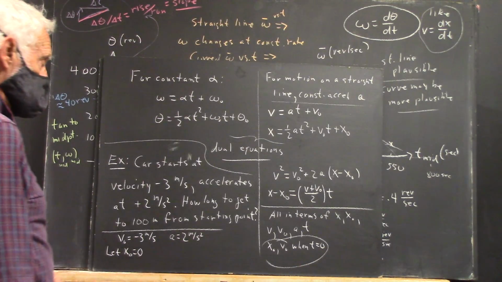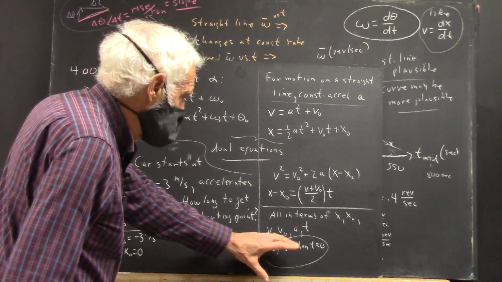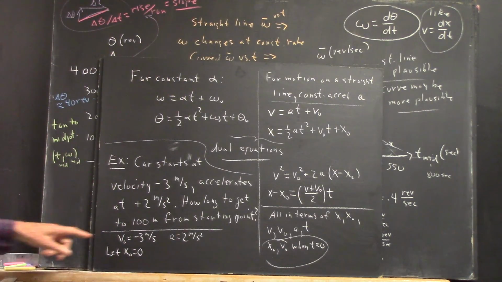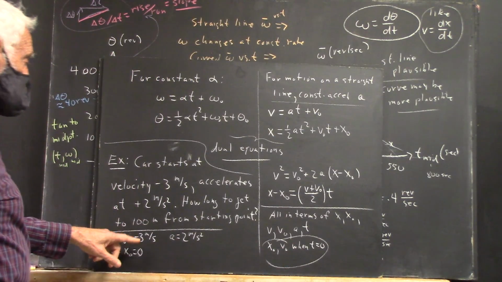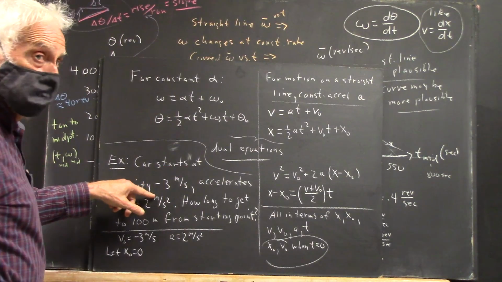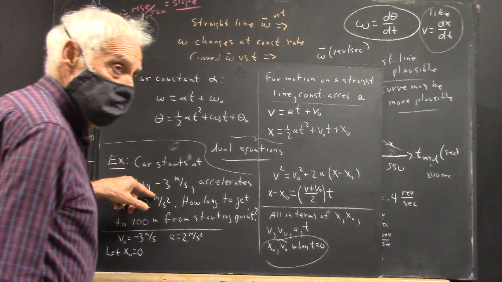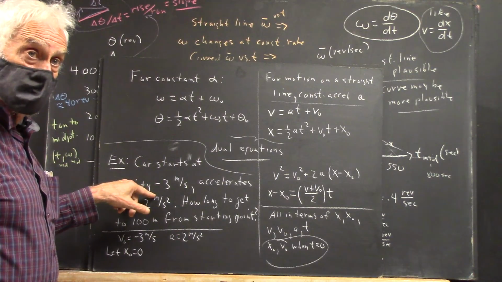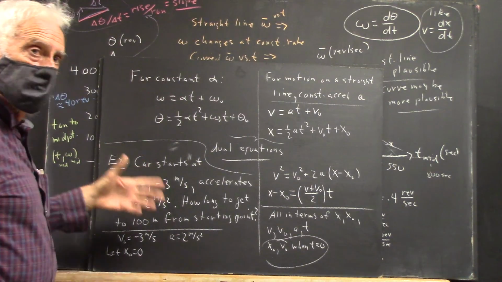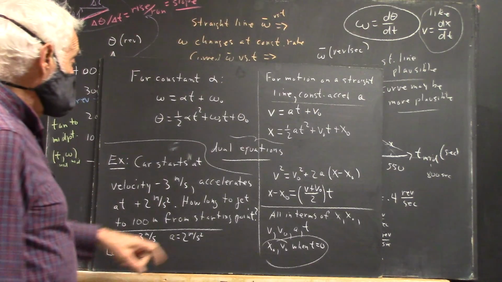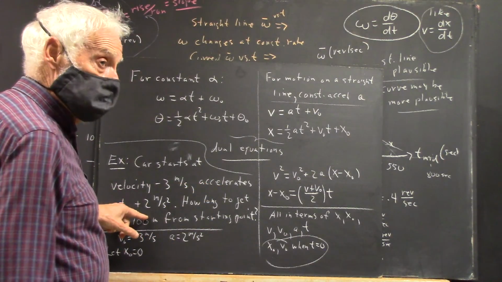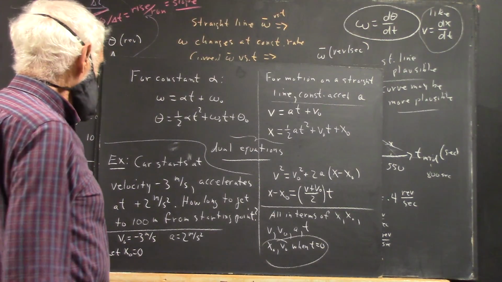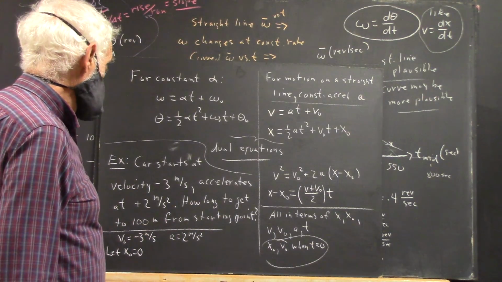Okay, so we identify what we know about these quantities. V naught is -3 meters per second because that's your velocity at the start. And we're implicitly assuming that your start is at t equals 0. It doesn't have to be, but that's the easiest assumption in many cases. It accelerates at +2 meters per second squared, so there's your acceleration. And we want to know how long it takes to get 100 meters.